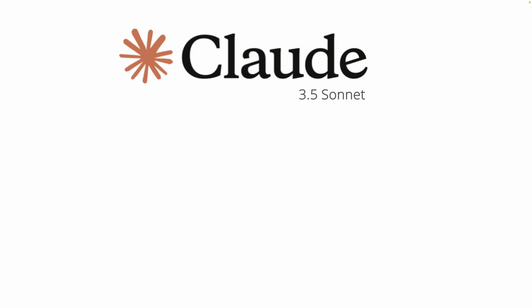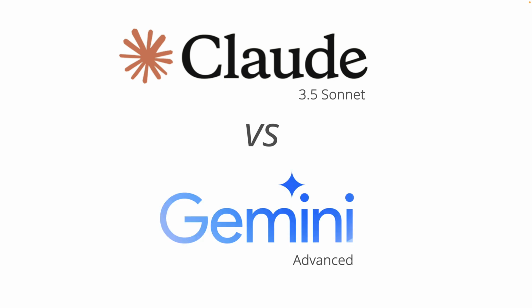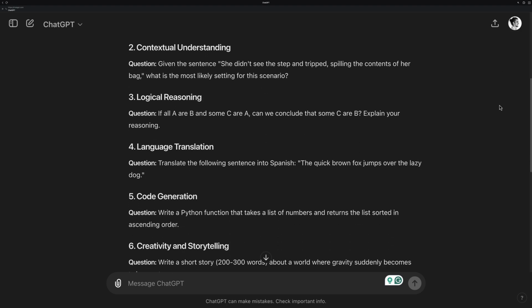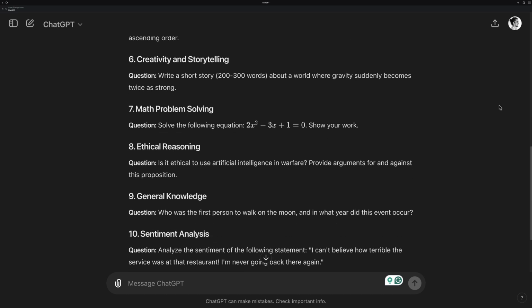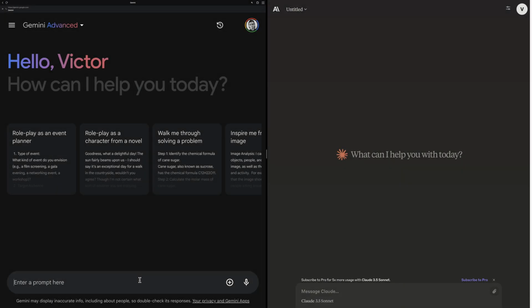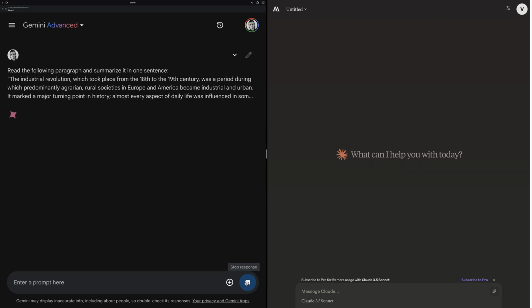So Anthropic announced a new 3.5 Sonnet model, and I wanted to see how it compares with Gemini Advanced. To keep the comparison fair, I asked ChatGPT to generate 10 questions that will test LLM's abilities. So I'll use these exact 10 questions to compare Gemini Advanced versus Claude 3.5 Sonnet.